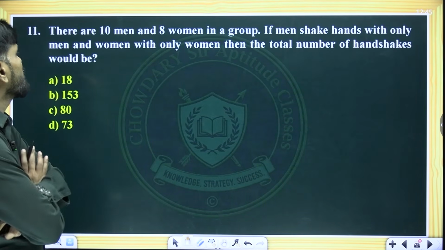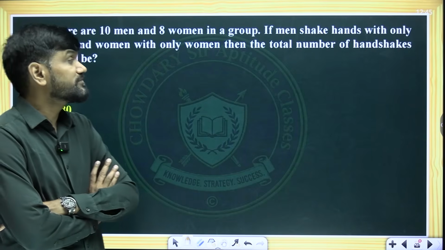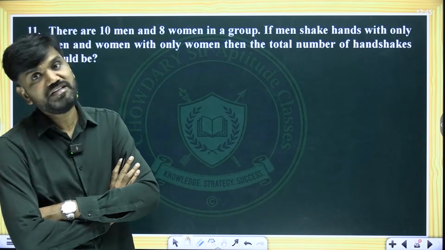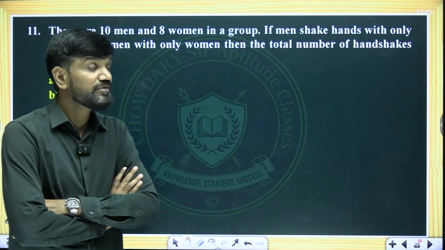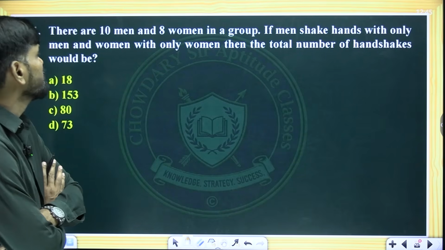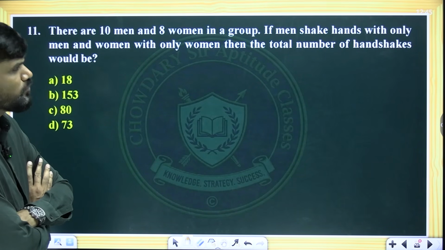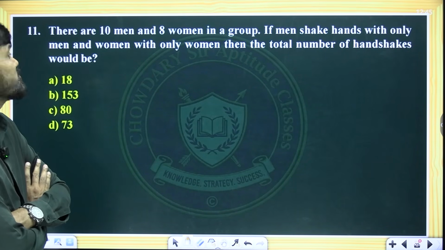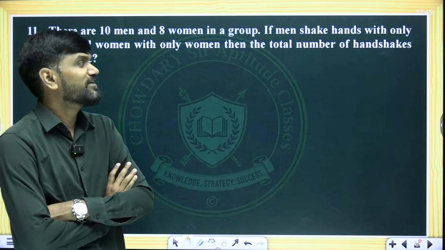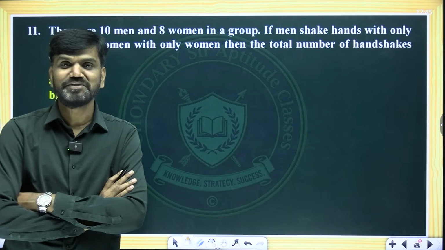Next, dear, problem number 11. This is more interesting. If every person shakes hands with every other person, the story is different. This I am going to show is different again. There are 10 men and 8 women in a group. If men shake hands with only men and women shake hands with only women, then the number of shake hands that take place is what?